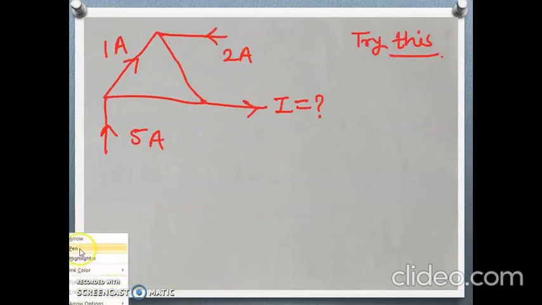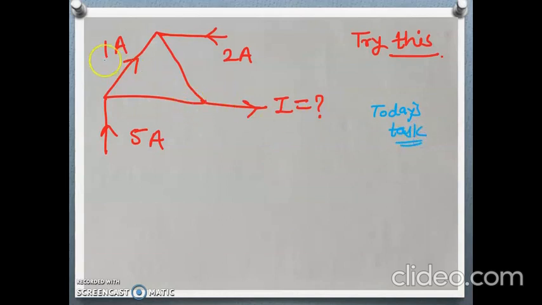Now this is the question which is your today's task. Try this question in which this 1, 2, 3, 4, 5 and 6 branches are mentioned and we have to find this I value. Okay, and let me know the answer in the comment section below.